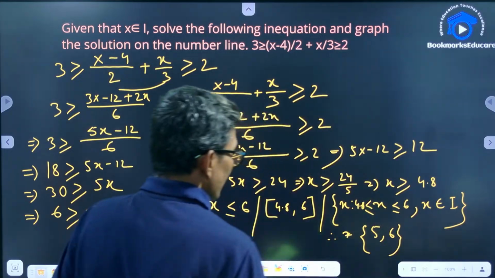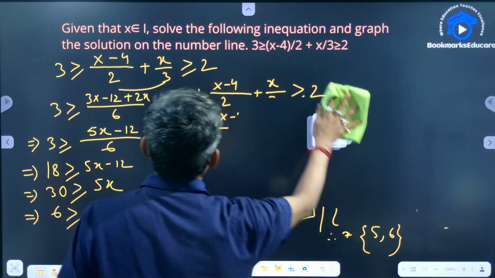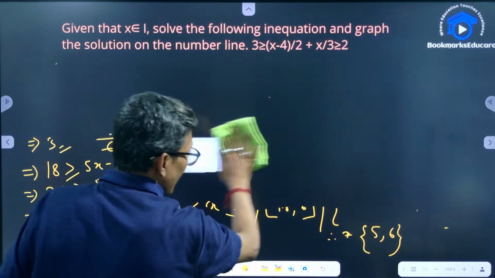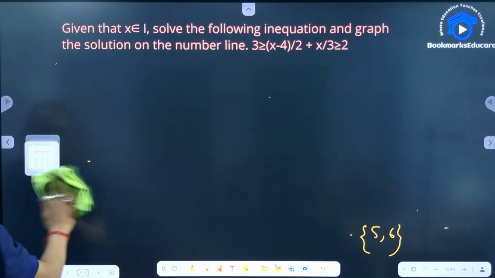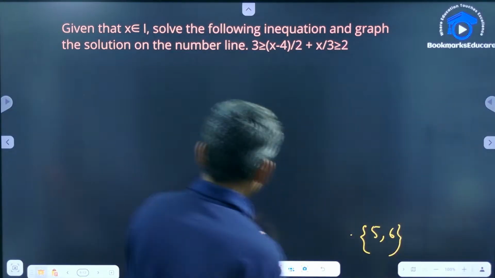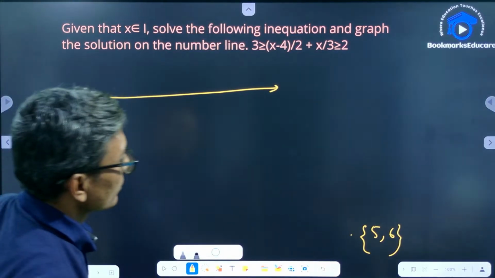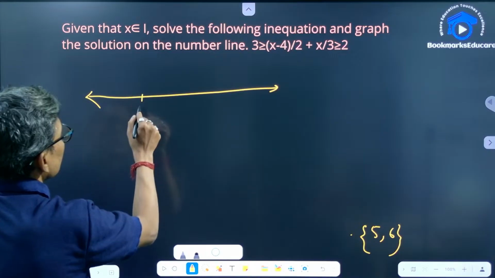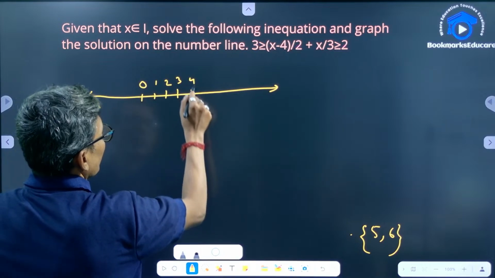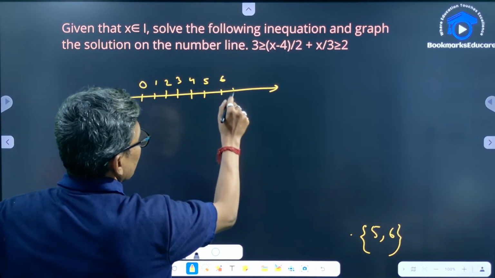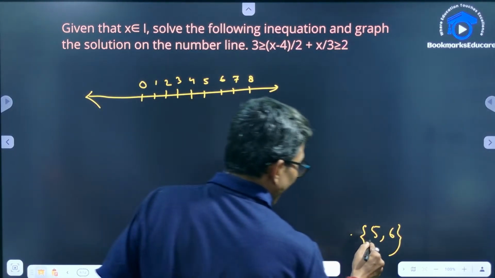And these solutions can be put on a number line in this way, which I am now writing. 0, 1, 2, 3, 4, 5, 6, 7, 8. The values are 5 and 6.